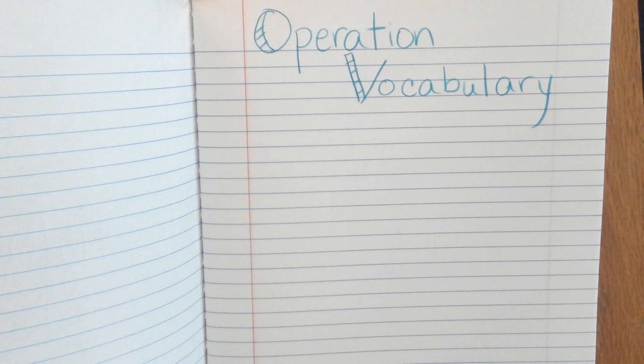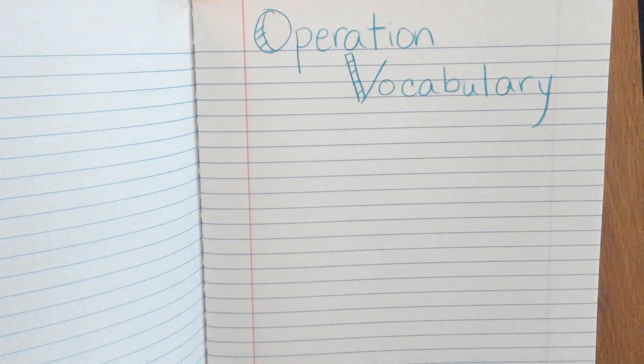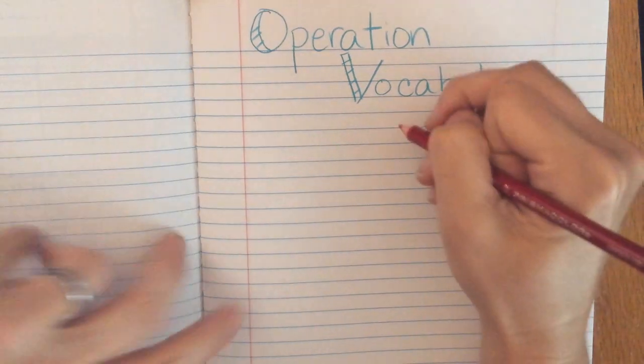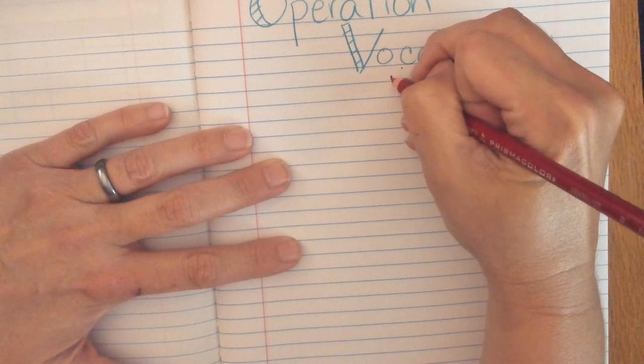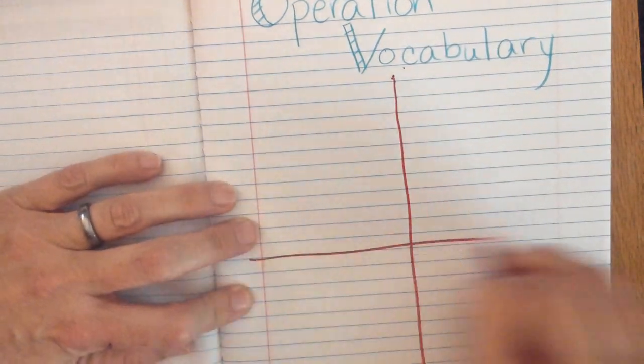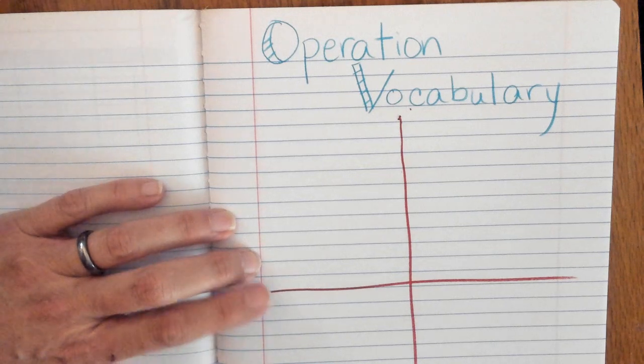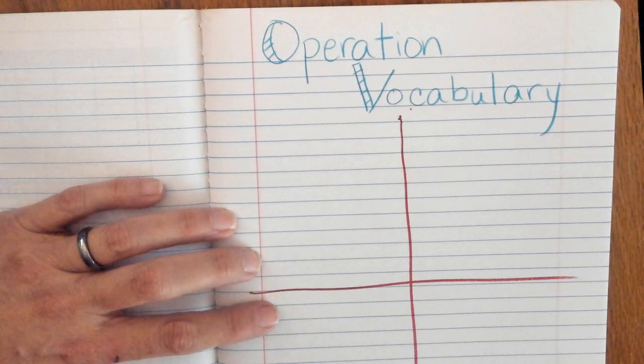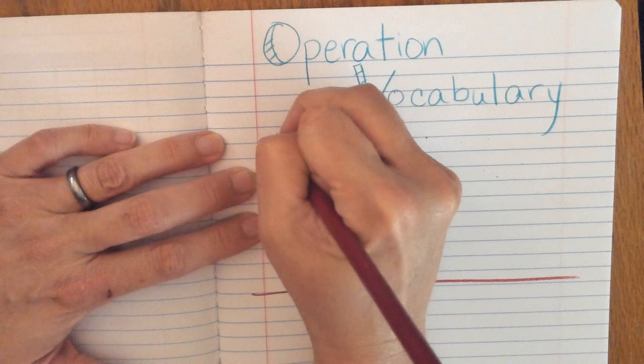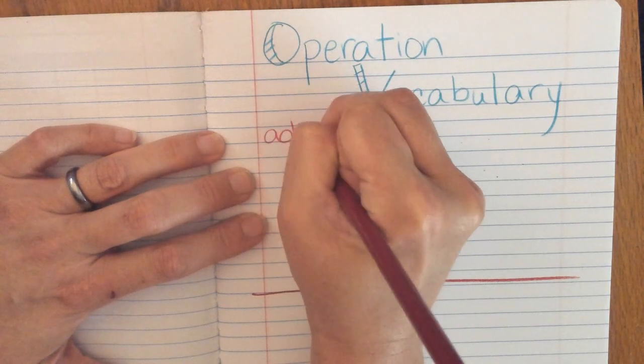So today we're doing a video on operation vocabulary. And this isn't like surgical operation, this is math operations. And when we're talking about math operations, of course, we have 4 of them, so I'm going to go ahead and make a window. All right. And the first operation that you learn in math, you know this one, is addition.